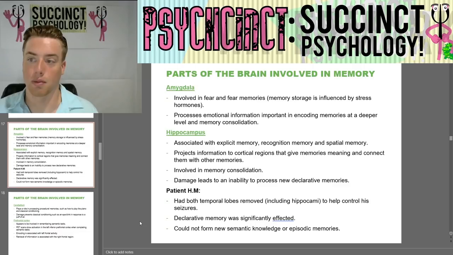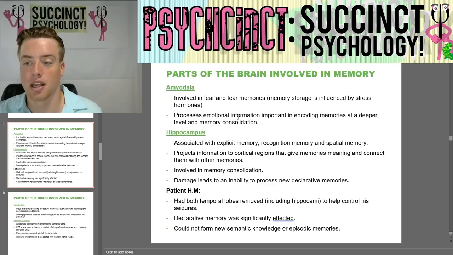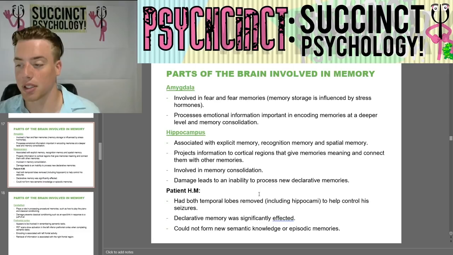So anyways, the amygdala is involved in fear and fear memories. So memory storage is influenced by stress hormones and processes emotional information important in encoding memories at a deeper level in memory consolidation. Now, the hippocampus is associated with explicit memory, recognition memory, and spatial memory. It projects information to cortical regions that give memories meaning and connect them with other memories, and it is involved in memory consolidation. Now, damage leads to an inability to process new declarative memories.